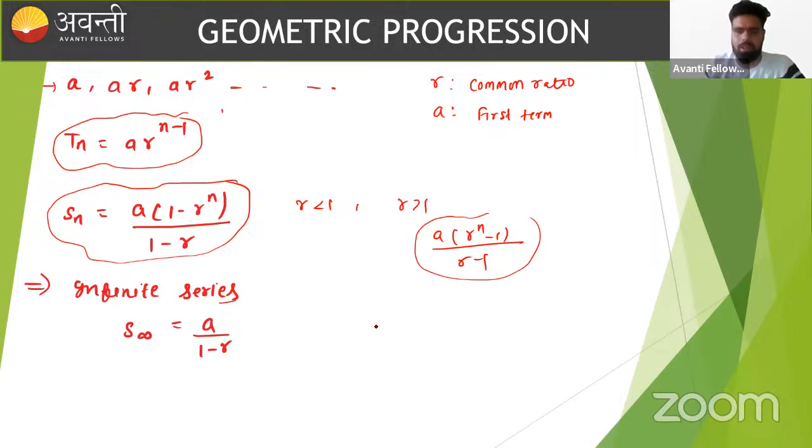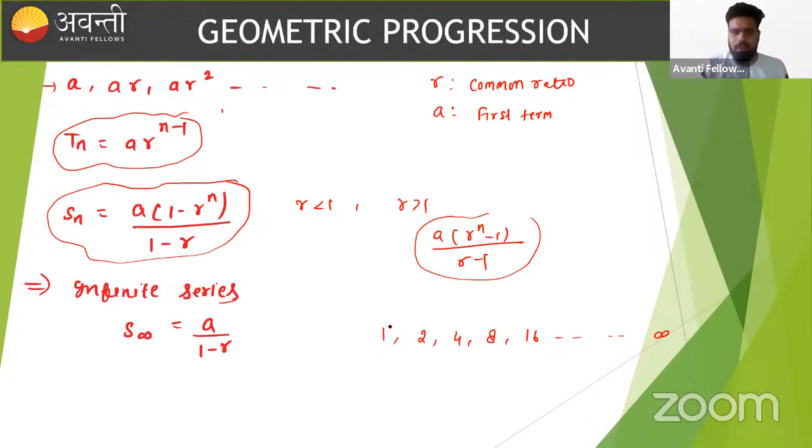Suppose we take an example where such a sequence is given: 1, 2, 4, 8, 16, and the sequence goes on to infinity. Then what is the sum of infinite terms of this sequence? First of all, we have to identify which type of sequence is given here.